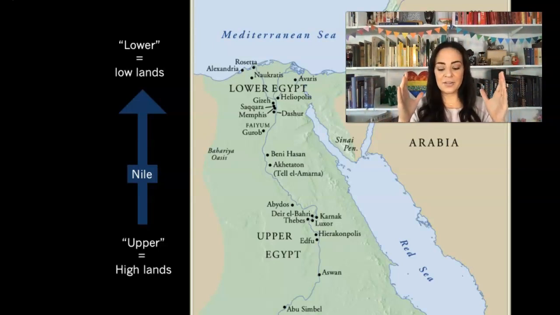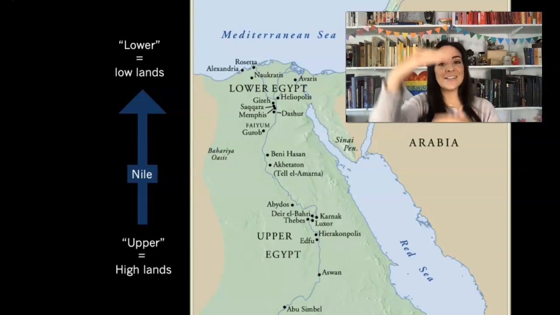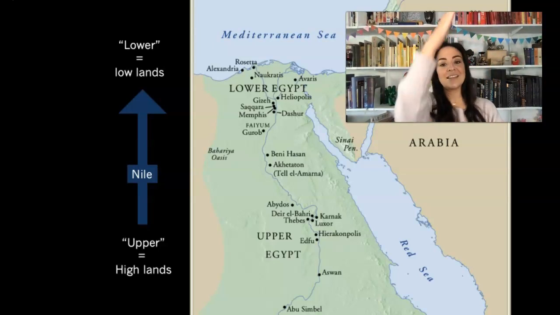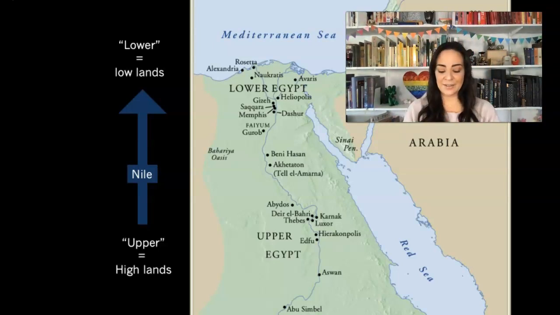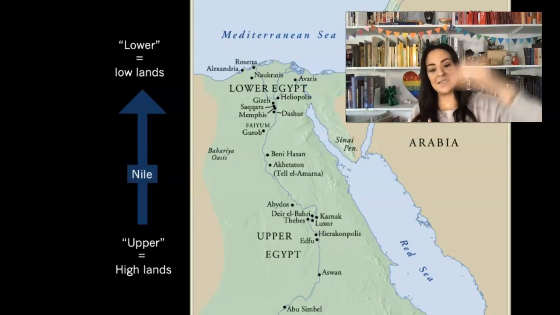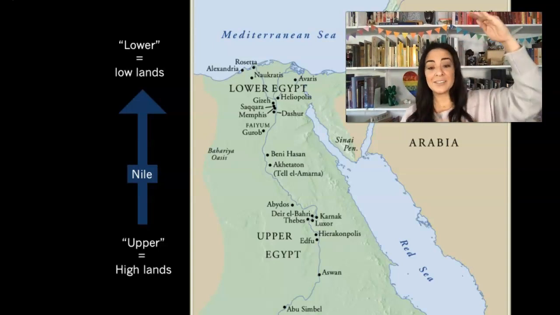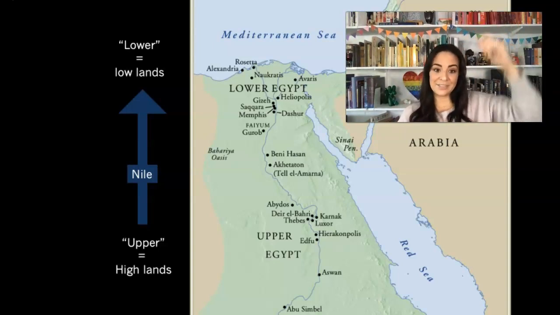Because of these natural barriers in the north, south, east, and west, it is difficult to attack and therefore difficult to conquer, and therefore easier to maintain on this Nile, this river system, a cohesive government, a cohesive culture, a cohesive language, a cohesive religion.